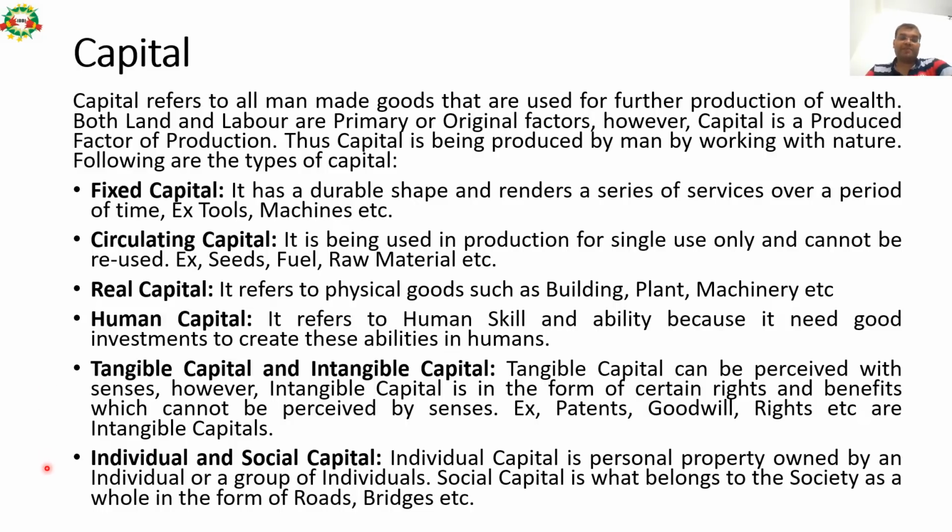Individual and social capital. Individual capital is personal property owned by an individual or a group of individuals. Please remember this thing. This is a little bit confusing, so please remember it from the examination perspective. And social capital is what belongs to society as a whole, for example, roads, bridges, etc. So a group of individuals owning a property is also called individual, not social.